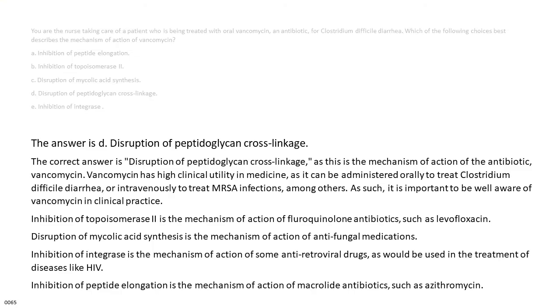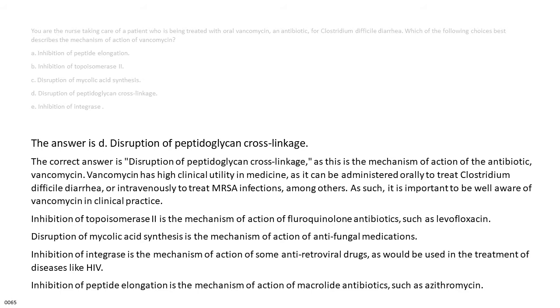The answer is D. Disruption of peptidoglycan cross-linkage. The correct answer is disruption of peptidoglycan cross-linkage, as this is the mechanism of action of the antibiotic, vancomycin. Vancomycin has high clinical utility in medicine, as it can be administered orally to treat Clostridium difficile diarrhea, or intravenously to treat MRSA infections, among others. As such, it is important to be well aware of vancomycin in clinical practice.